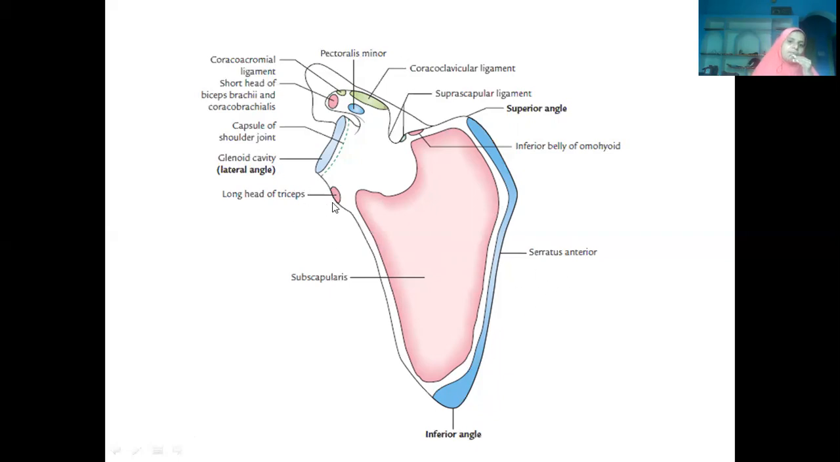We already know the infraglenoid tubercle is giving origin to which muscle? Long head of triceps. Above the glenoid cavity, you will also find a tubercle called the supraglenoid tubercle, which gives origin to the long head of biceps. Now, coming to the attachments of the coracoid process. The coracoid process itself can be a 3-mark question. It's a very popular 3-mark question.